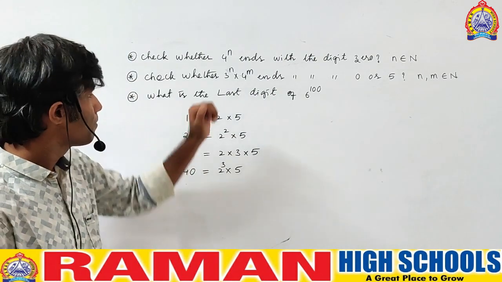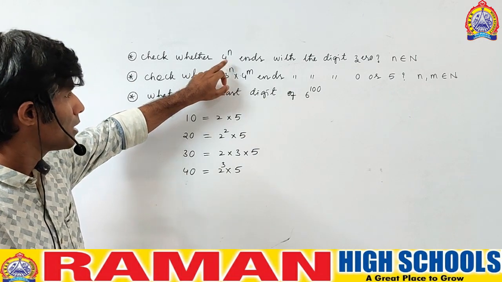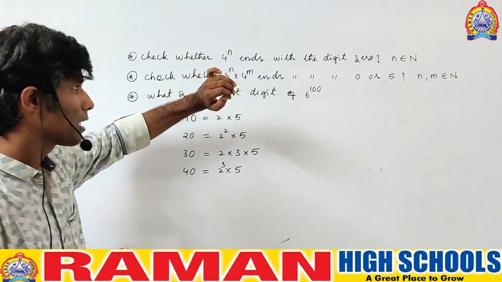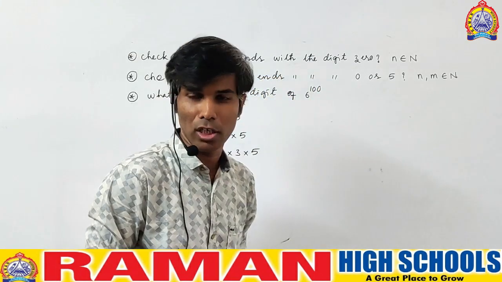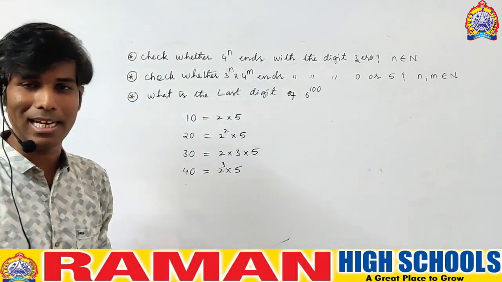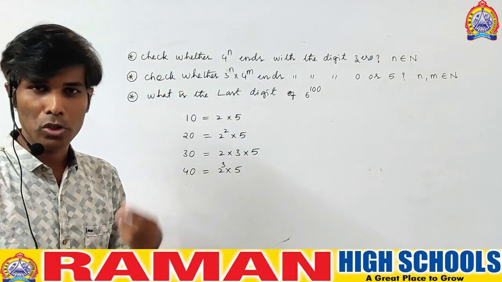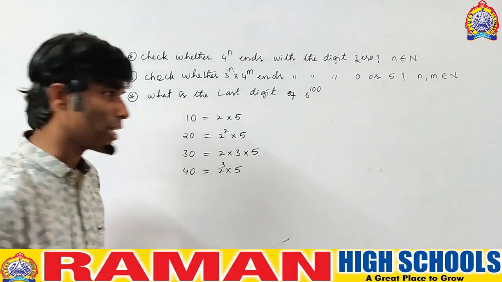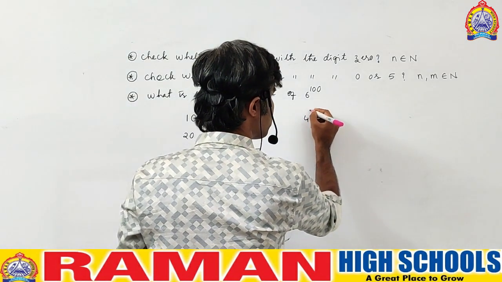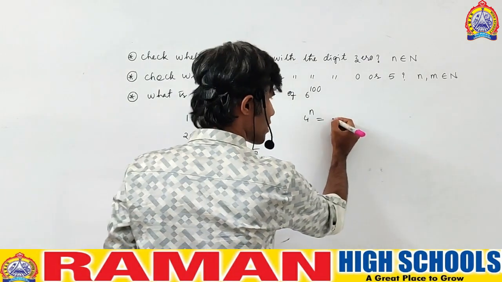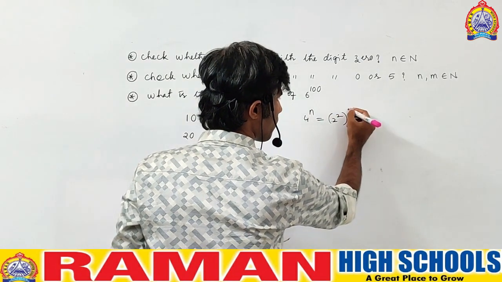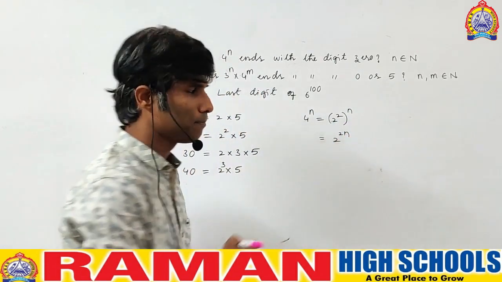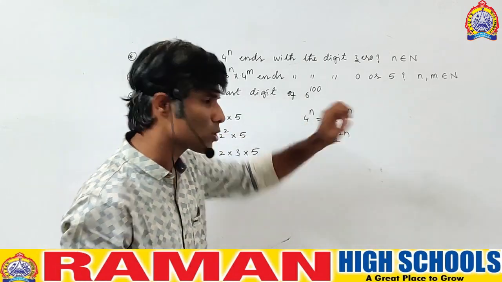Okay, now let us see an example. Here in your textbook you have this one as an example. You have to check whether 4 power n ends with a digit 0 or not. To check whether it is ending with a digit 0 or not, you have to write its prime factorization. Let us take 4 power n. Here for 4, prime factorization is 2 square. Here power n is there. Here 2 into n, 2n. And for 4 power n, the prime factorization is 2 power 2n.